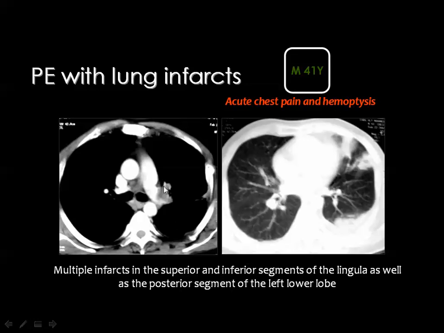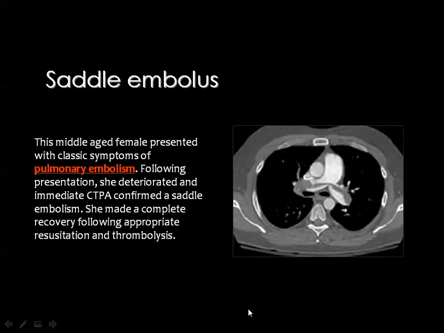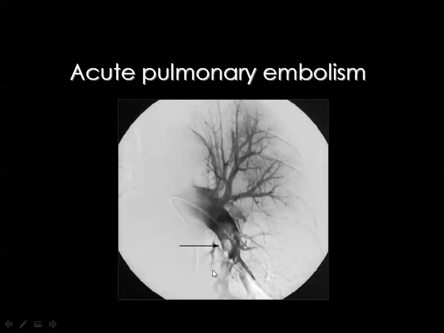This patient with breast cancer developed acute chest pain and hemoptysis, and the CT scan showed a large filling defect in the main pulmonary artery on the left side. The lung window shows 3 opacities in the lingula and the posterior segment of the left lower lobe representing pulmonary infarcts. Then the saddle thrombus is a big thrombus which involves both main pulmonary arteries crossing the bifurcation. This is known as a saddle embolus.